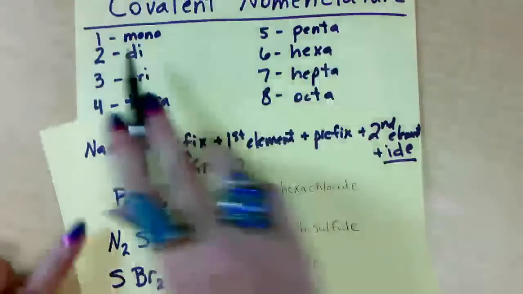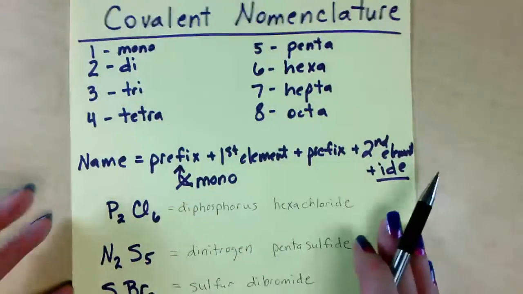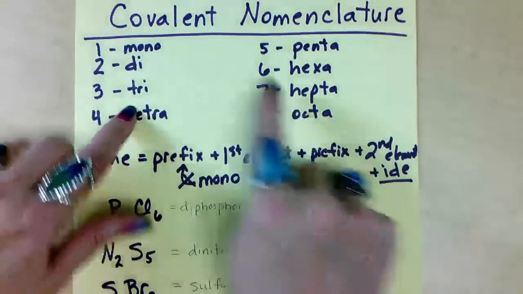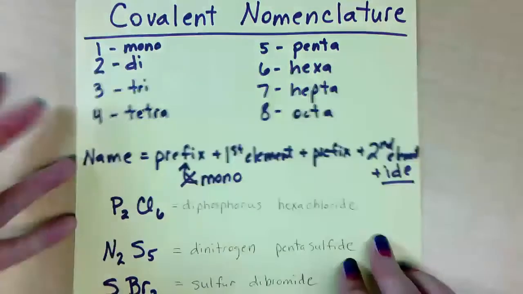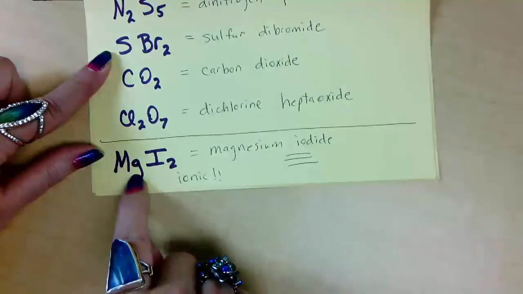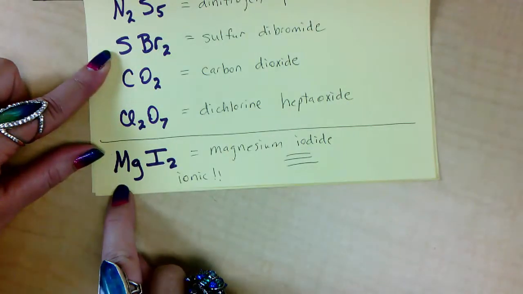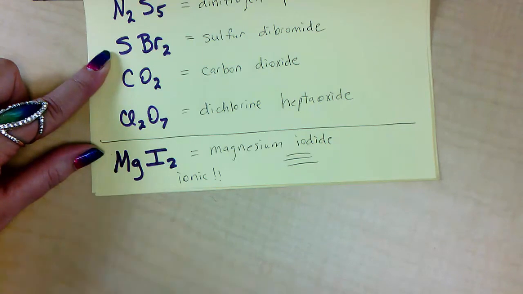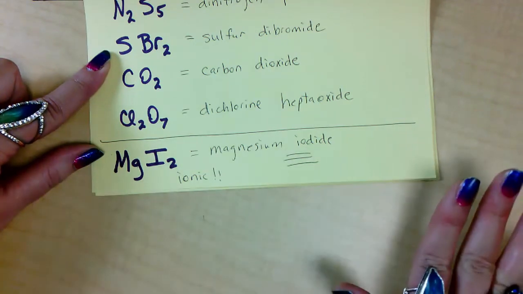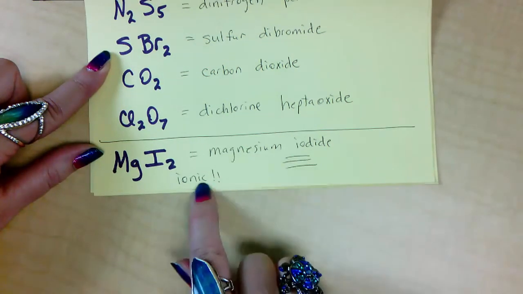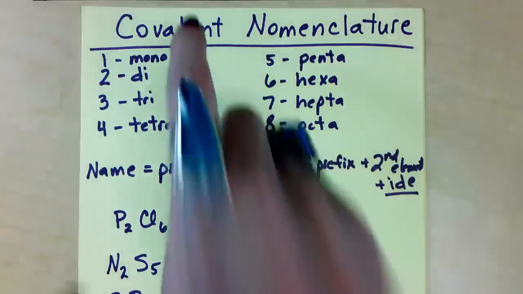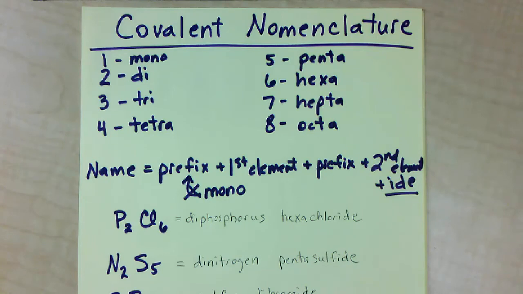So now that we've learned these prefixes, make sure you only use the prefixes for covalent compounds. If there's a metal like magnesium or sodium, potassium, calcium, it's ionic, no prefixes. Don't put prefixes in ionic names, okay? Save your prefixes for covalent names. Hope you have more practice with that.